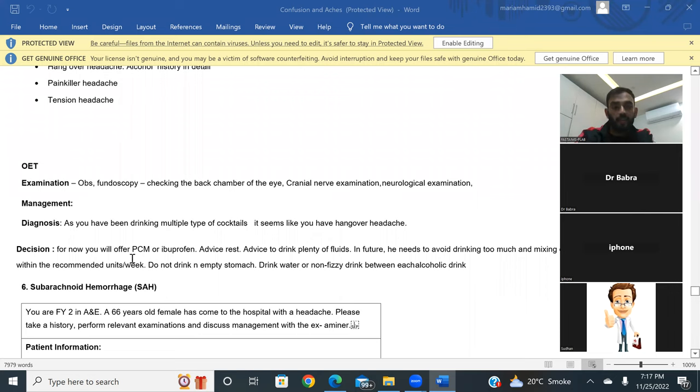In this, just give a read to this. What will be your decision? Giving the painkiller and telling about, don't take a lot of painkiller because it can cause another headache. And if you have to take for very long, you need to take with the omeprazole. However, these lifestyle modifications you are required. What are they? Do not drink too much. Drink within the recommended amount. In every case, if the patient is drinking, you need to ask one, two questions more. How much? When you drink last time? That's it.